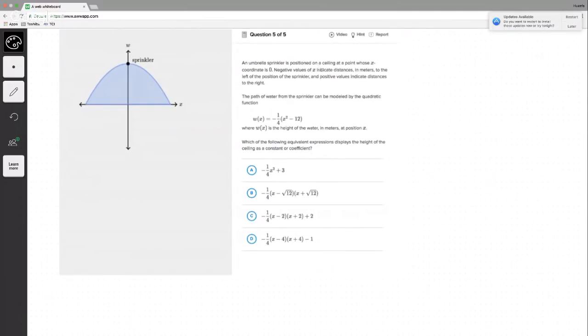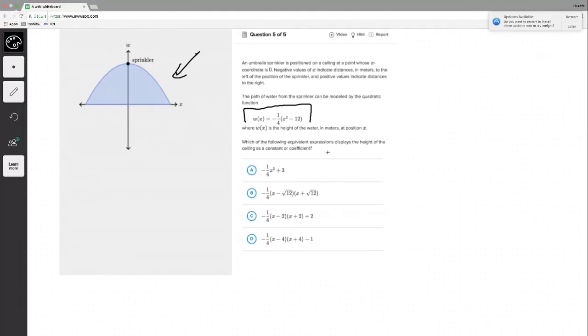An umbrella sprinkler is positioned on a ceiling at a point whose x-coordinate is 0. Okay, let's see. X-coordinate is 0. So there's the sprinkler. Oh, I got it. I think this is meant to represent the water coming down. Negative values of x indicate distances in meters to the left of the position of the sprinkler. So they're saying the negatives just mean we're going to the left instead of the right. The path of the water from the sprinkler can be modeled by this quadratic equation, which gives this curve. It's a parabola, where W(x) is the height of the water in meters at position x.